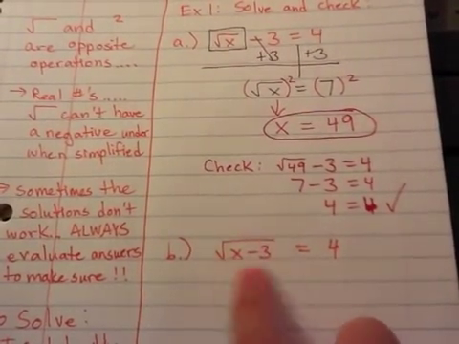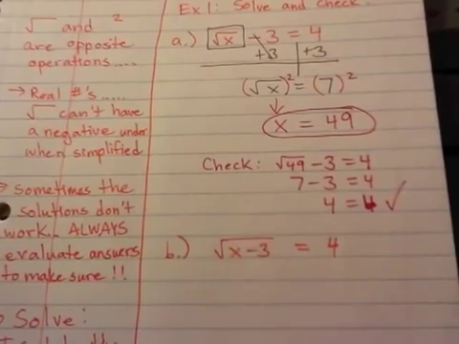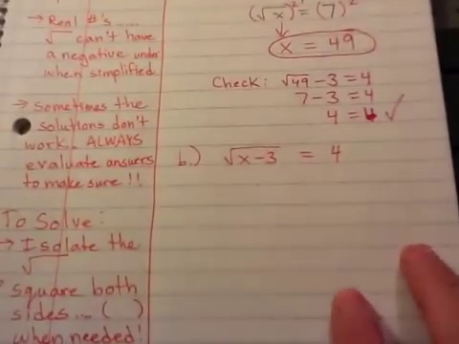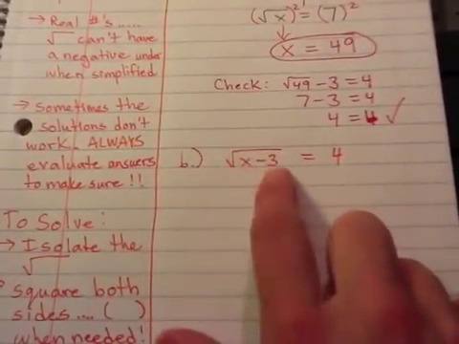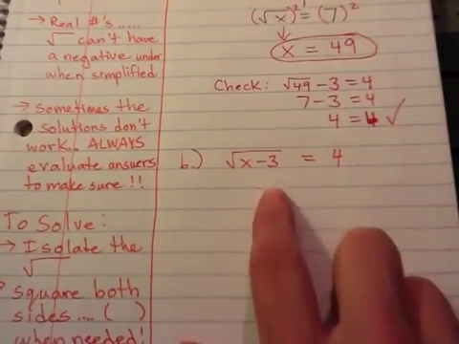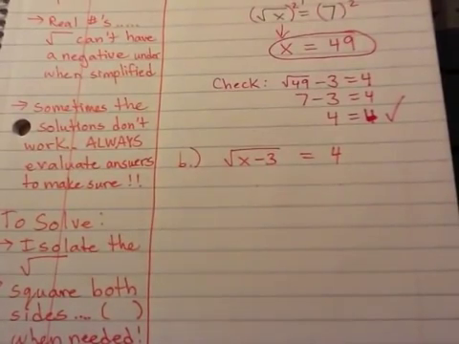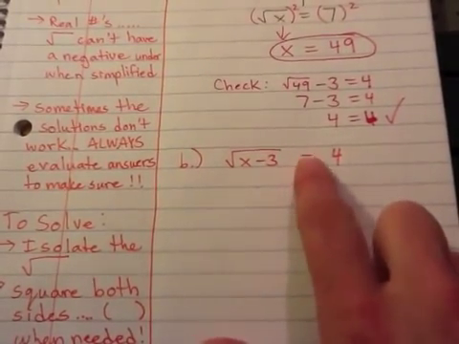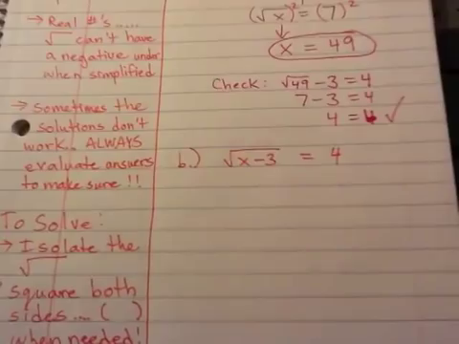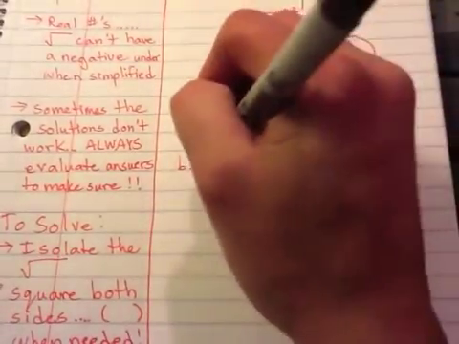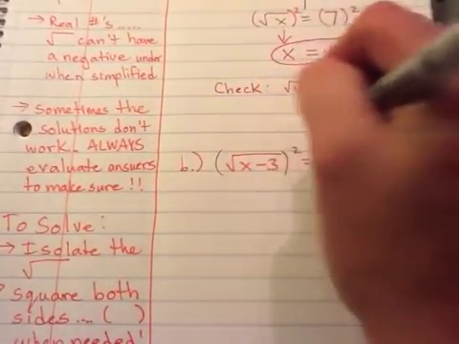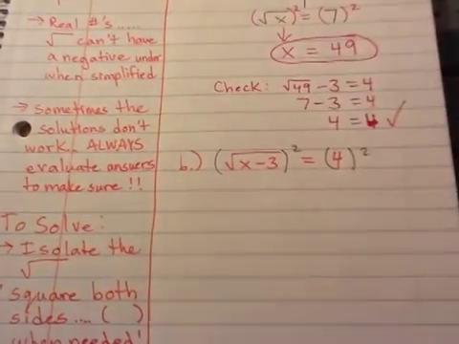So here, my square root is already isolated. I can't move that 3 because it's under the square root, the negative 3. So I have nothing else with it. I'm just going to square both sides. If I'd had another number on the outside, I would have moved it over. But I don't. So I just take this and I square it, and I take that and I square it.